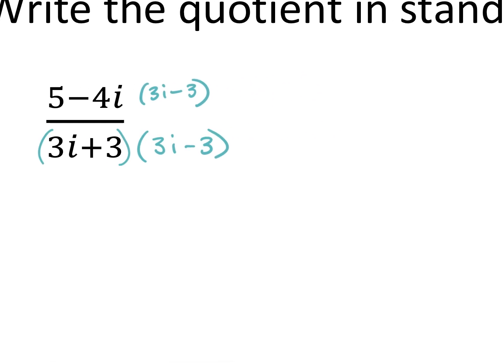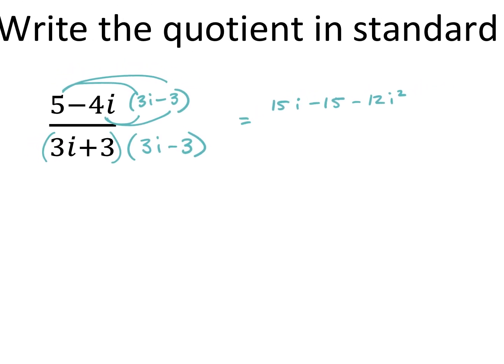So up top, we can FOIL it out. 5 times 3i would be 15i. 5 times -3 is -15. -4i times 3i would be -12i squared. And -4i times -3 would be +12i. What do we do when we have an i squared? It changes to be -1, so -12 times -1 would make it +12.